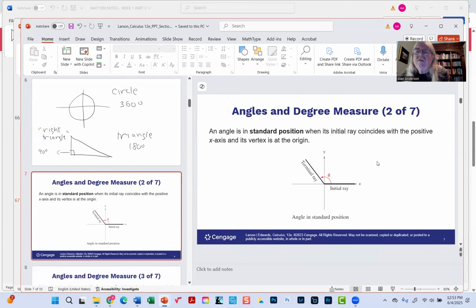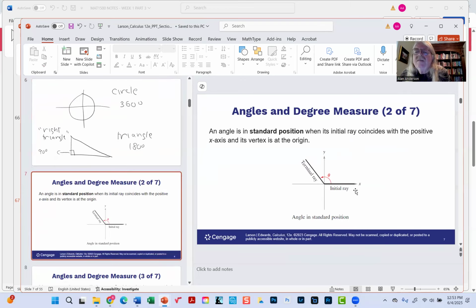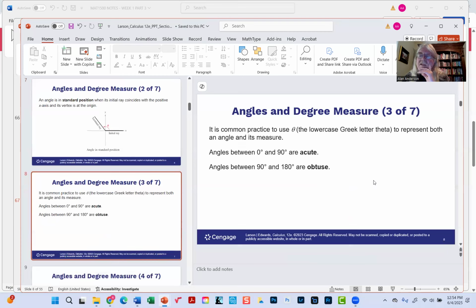The standard position. Now we're going to basically assume, you notice here, the rays could have been anywhere in space. Here, we're going to assume that we're on the horizontal axis. We start on the horizontal axis and then we move from there, just to keep things simple. We call this the standard position. And so here's theta, meaning how far did we travel from the horizontal axis to get to the terminal ray? Theta is the angle. In this case, we're talking about degrees.